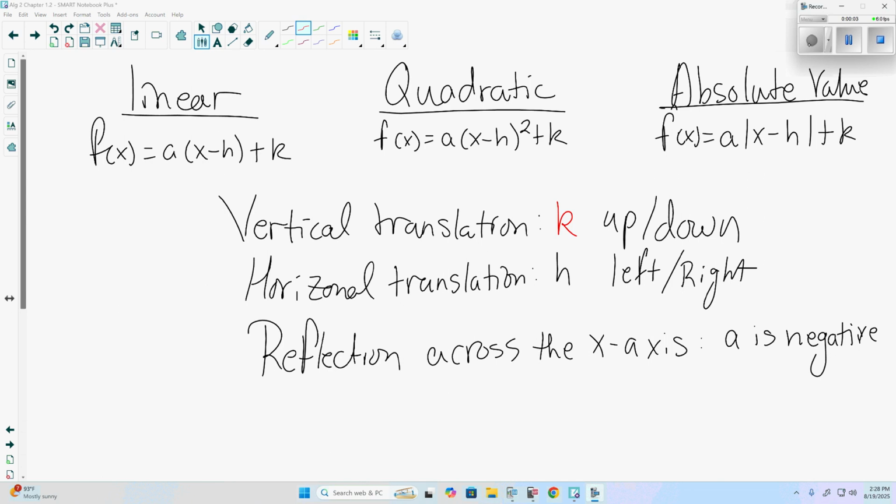We're picking up with the note sheets where we left off yesterday. So, we were talking about translations yesterday.